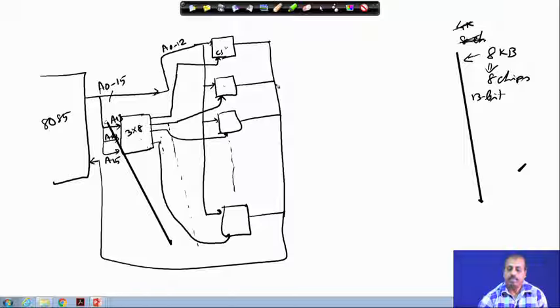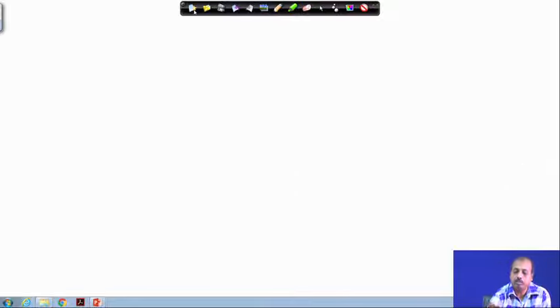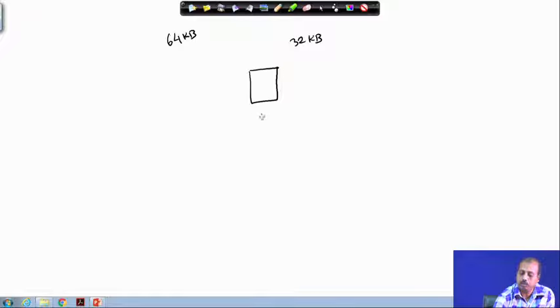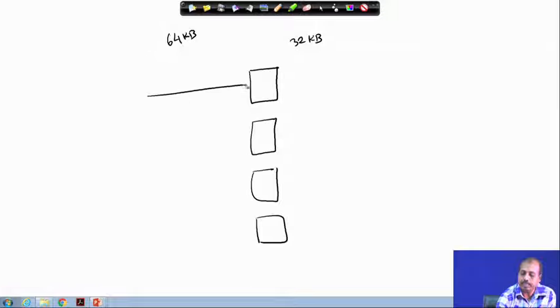Now, what can happen is that many a times I do not need so many chips. In the previous example, the memory that we connected was 64 kilobyte in size. Now, it may so happen that in my system I need only 32 kilobyte, I do not need the others. Then if I have 8 kilobyte chips, I will take 4 such chips, and they will be getting the address lines A0 to A12 as we have seen previously.